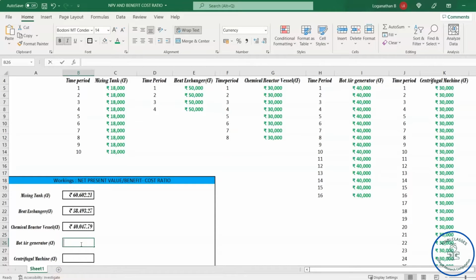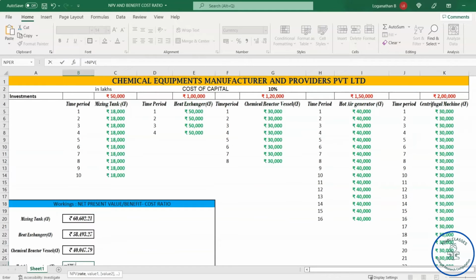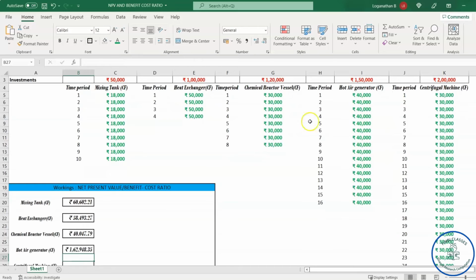For hot air, equal to NPV, rate is 10%. We'll be doing relative reference, right? Then comma, then the hot air generator, you have the cash inflow, which is 40,000. I'll be selecting this entire 40,000 till the time period of 16 years. Then close the bracket, minus the investment that they have made is 1,50,000. So then I do the enter, you get the result as positive, which comes around 1,62,948 is the NPV for hot air generator.